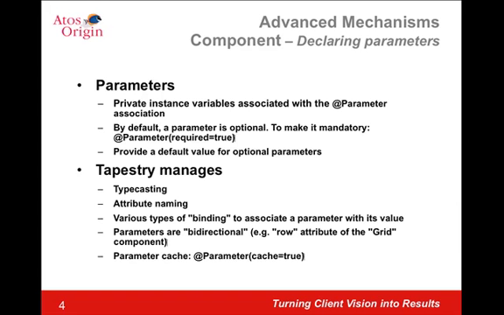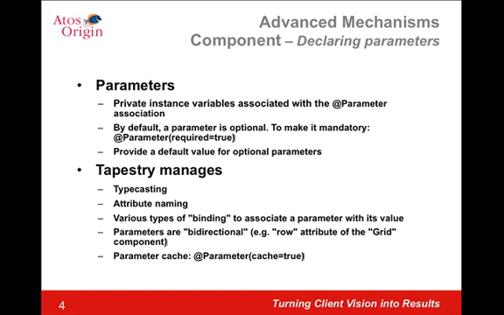Tapestry performs treatments for you. It will cast the parameters to the type defined in the Java class. It will automatically associate the parameters declared in your template with the attributes of your Java class. It will be possible to use different types of binding to associate your parameters to their value. We have prop, literal, or message binding, for example.